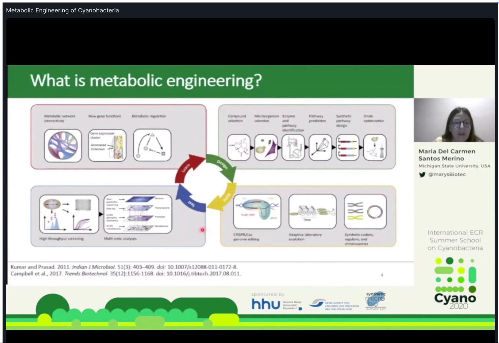Once we have built our possible strains, we need to test the production of the specific compound. It could be really helpful if we have high-throughput screening methods, and also if we perform multi-omic analysis, we are going to get a lot of information that is going to be useful in the step of learn. In this step, we are going to accumulate all the information that we have obtained in all the steps, and it's going to be useful for the next design, build, test, and learn cycle.